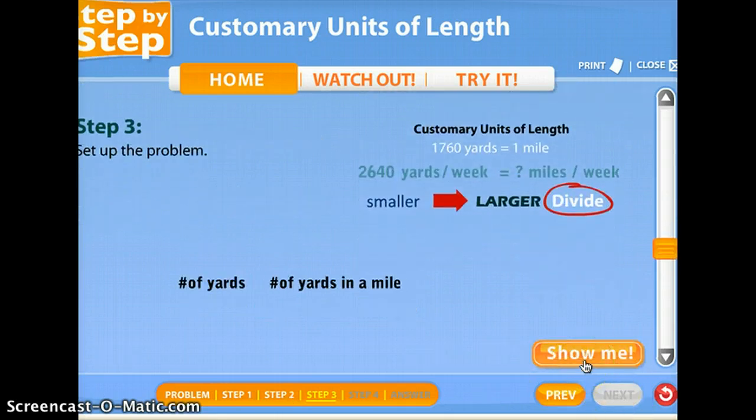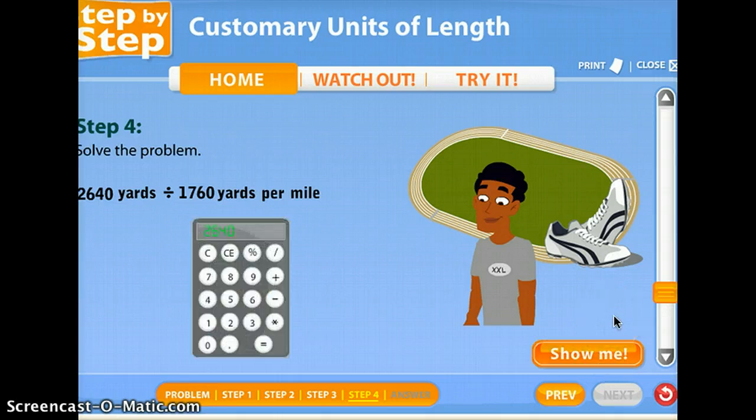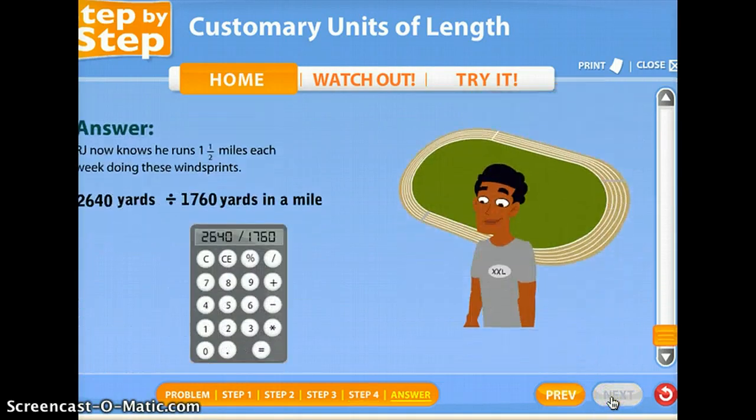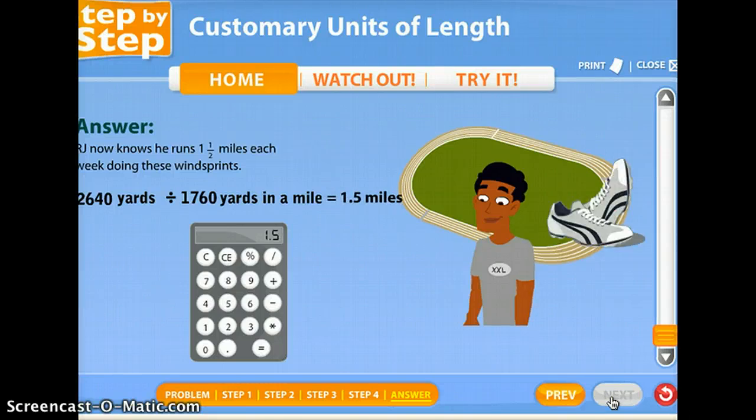Now, solve the problem. We'll divide 2,640 by 1,760 to find out how many miles RJ ran each week. These are big numbers, so we'll use a calculator to divide 2,640 by 1,760. Alright, so the 2,640 yards RJ ran each week is the same as 1.5 miles. Wow! He's sure running a lot. He's going to be in great shape when the season starts.